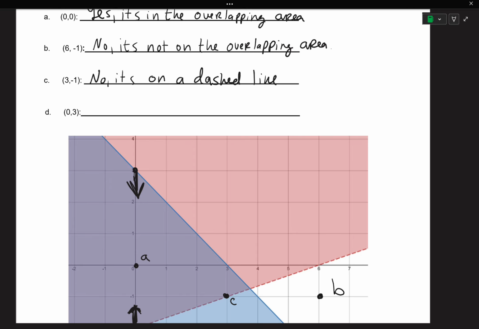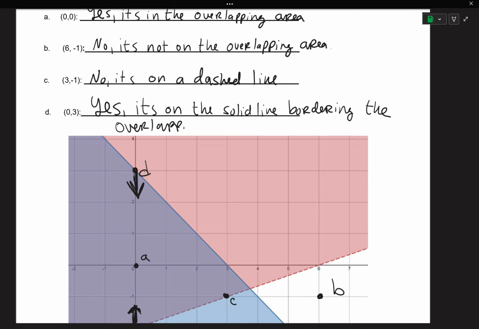And finally, letter D, (0, 3). Oh, that's right here. That's this y-intercept. This would be yes. It's on the solid line bordering the overlapping area.